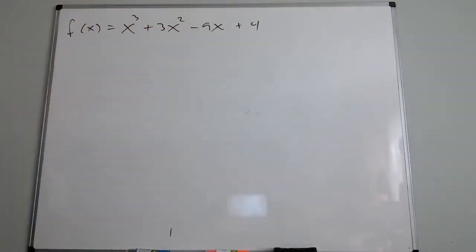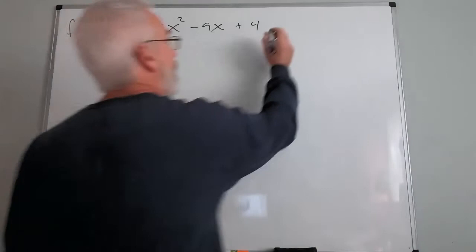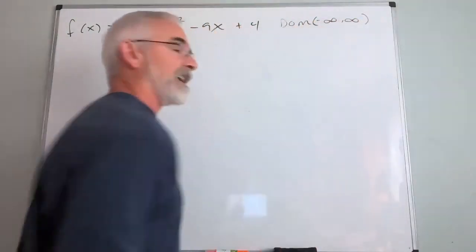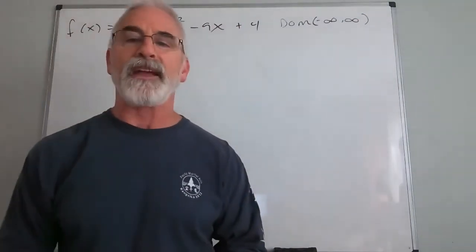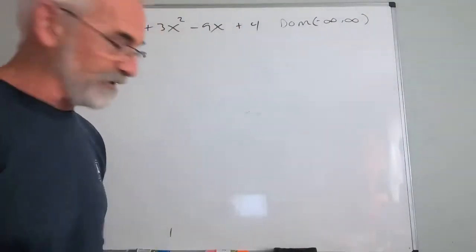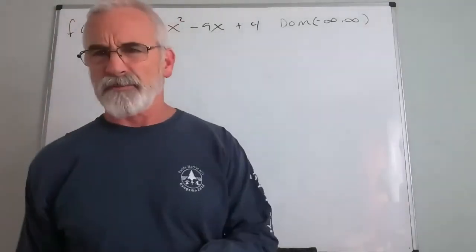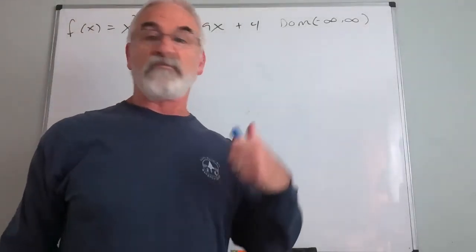Okay, let's look at this guy right here. Well, clearly the domain is all real numbers. That's nice. I like that. I'm a big fan of all real numbers because then there's no restrictions. When I have square roots or denominators or logarithms, there's a lot of graphs with restrictions. This isn't one of them.